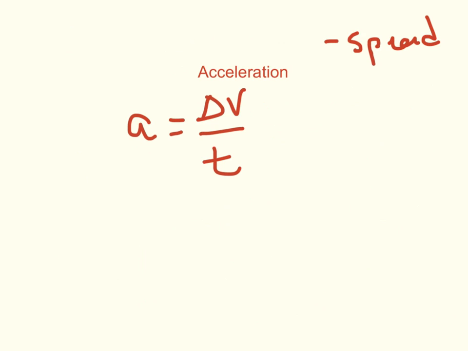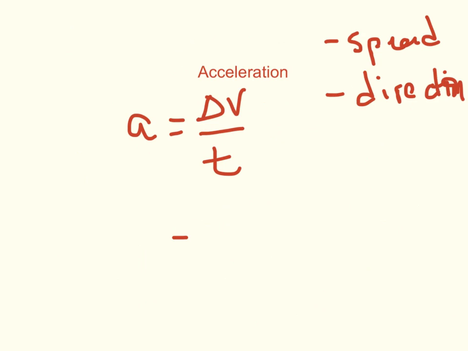The last thing I want to introduce to you, just so you start thinking about it, is acceleration. Acceleration is equal to delta v over t. It's equal to the change in velocity. Notice how I said change in velocity, not change in speed, because you can change speed, but you can also change direction and still be accelerating. So both of those will work, whether it's speed or direction.